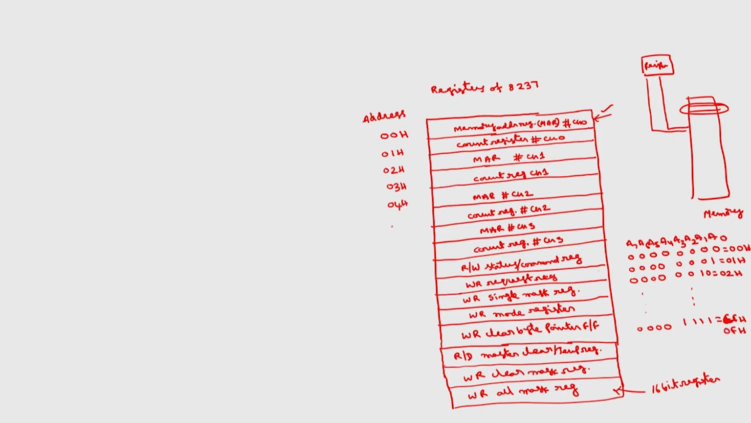04H, 05, 06H, 07H, 08H, 09H, 0AH, 0B, 0C, 0D, 0E, 0FH. This is how we can generate the addresses of all the registers.